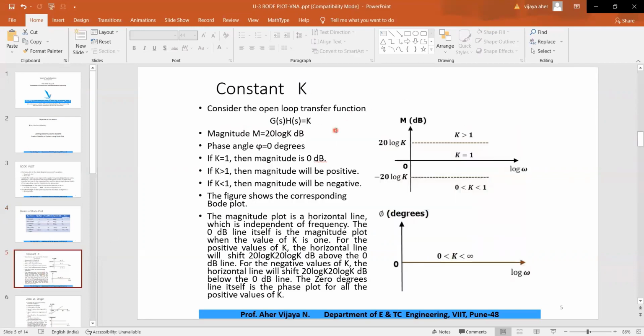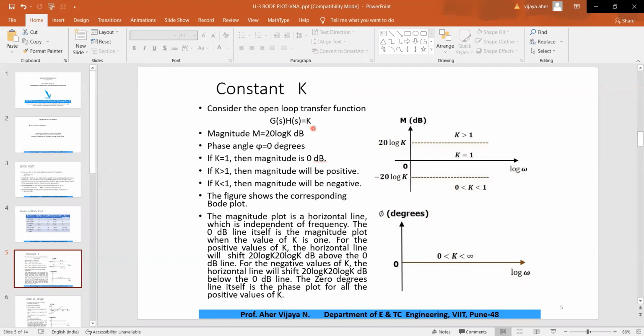Okay. But how to plot the diagram? So for constant K, you have to consider open loop transfer function. So open loop transfer function is equal to K, that is constant. So what is the equation for open loop transfer function? You can write it like this: G(s) H(s) is equal to constant K. Now you have to plot magnitude and phase angle. Magnitude plot and phase angle plot. Two plots you have to plot for this constant K.